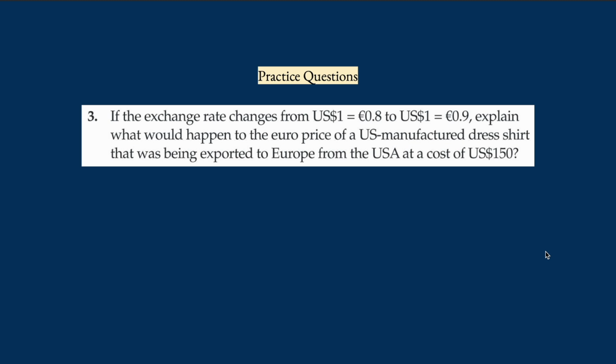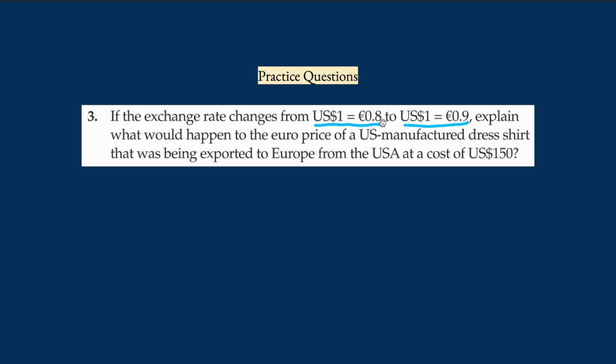All right, and last question, we're going to look at how, if the exchange rate changes, like we saw in an example before, from 1 US dollar equals 0.80 euros to 1 US dollar equals 0.90 euros, explain what would happen to the price in euros of a US manufactured dress shirt that was being exported to Europe from the USA at a cost of $150. So now we're going to take the method that we used in question 2 and apply it to 2 different exchange rates, okay?